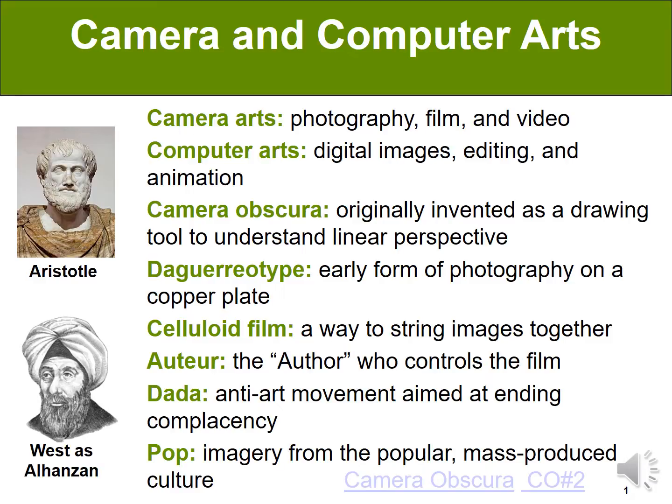Camera obscura, originally invented as a drawing tool to understand linear perspective. Daguerreotype, early form of photography on a copper plate. Celluloid film, a way to string images together. Auteur, the author who controls the film. Dada, anti-art movement aimed at ending complacency. And pop, imagery of the popular mass-produced culture. There's also a quick short film on a class that created their own camera obscura in the folder this week.